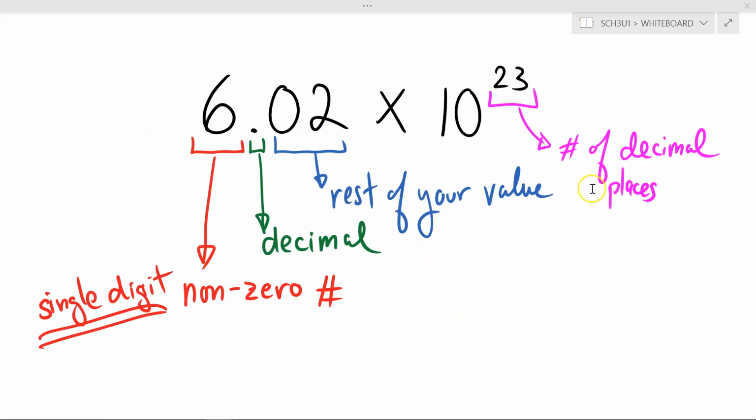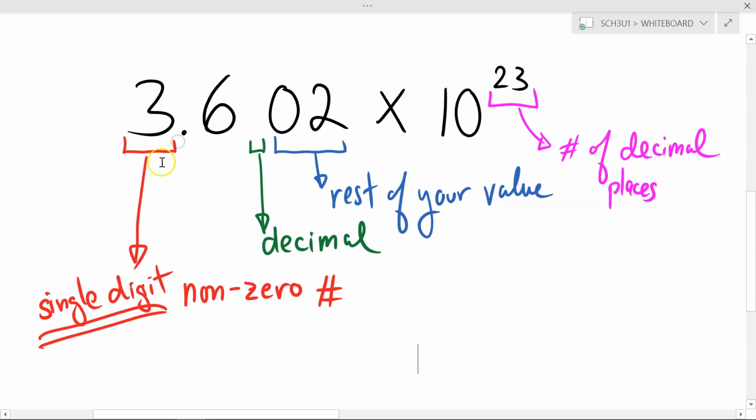So scientific notation has the following format. First, it must be a single-digit non-zero number. So it must be a single digit. You can't have 2 or 3 or 4 numbers here. It's just 1. Now, if you did need this number in the front, you would simply just move this decimal over here, and now you would have a new single digit in the front. But let's move it back.